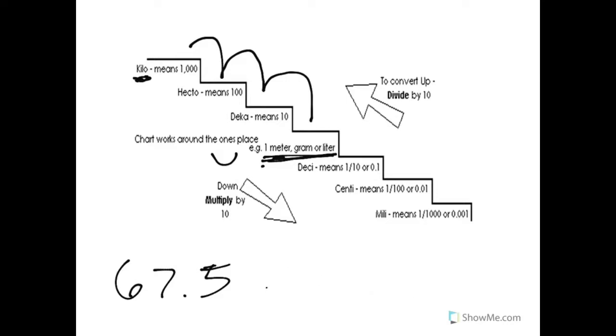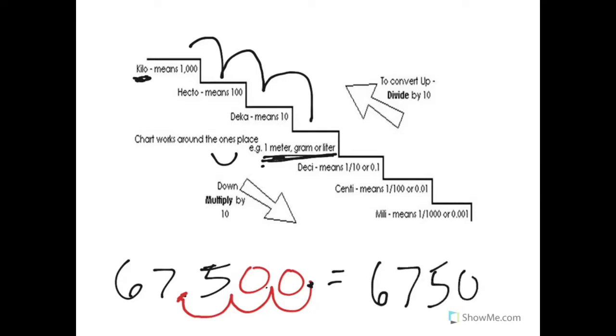Well, here's what I'm going to do now. 1, 2, 3. I'm moving my decimal point 3 steps to the right. So I end up with 67,500 meters when I make that conversion.